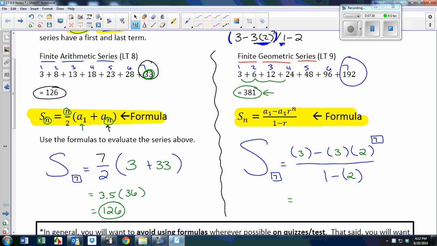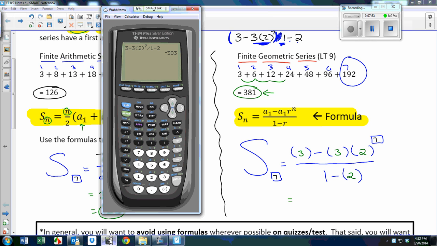The second thing that's wrong with it is after you hit that division key, it's only going to divide by 1 and then subtract 2 later. Well, you didn't want that. You wanted it to divide by 1 minus 2, the whole thing. So here, let's do it the right way.